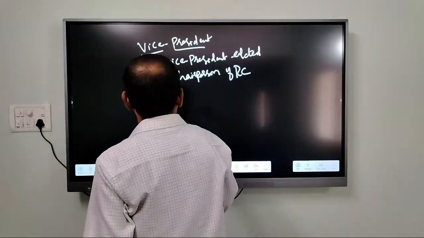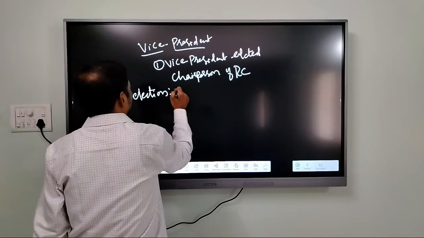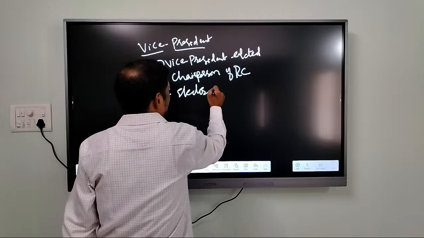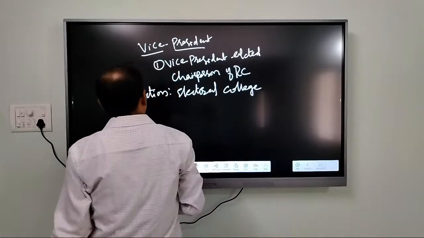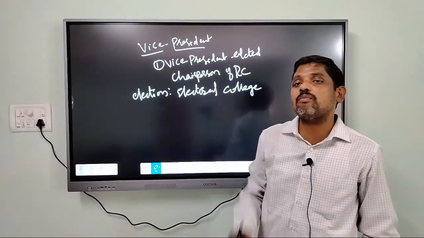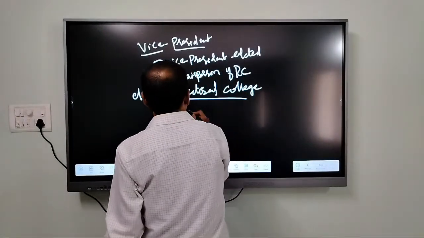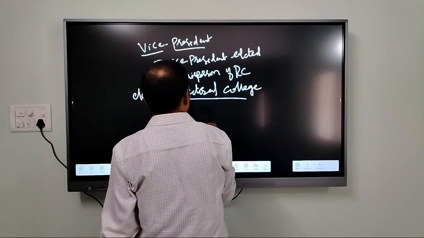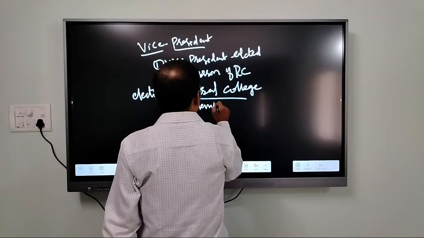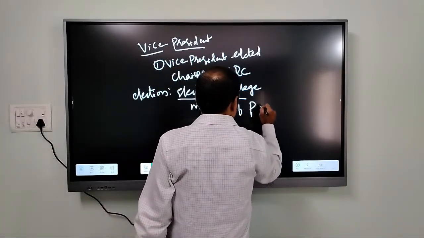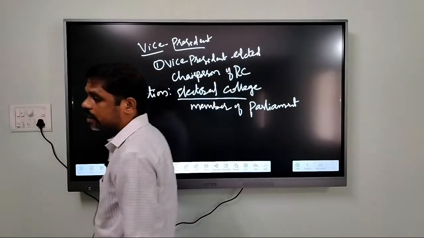Alright. So first, if we take the election, the Vice President is elected by an Electoral College. Right? So the Electoral College consists of members of Parliament. That is, MPs of Parliament.